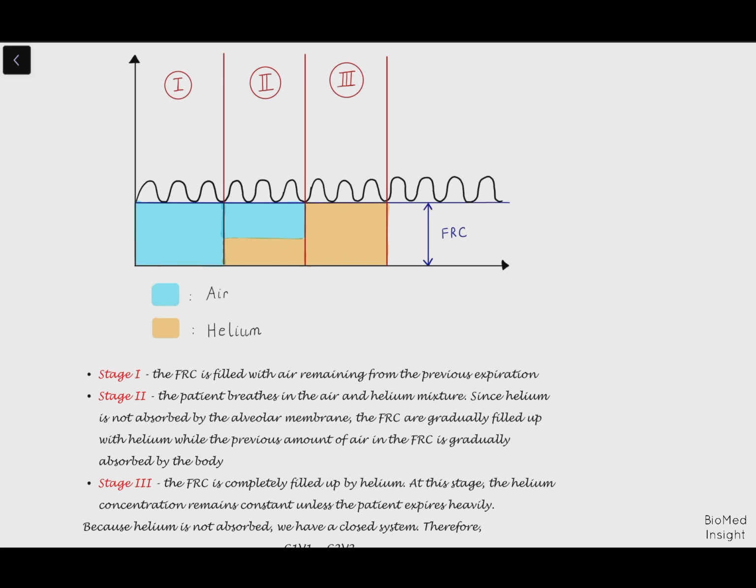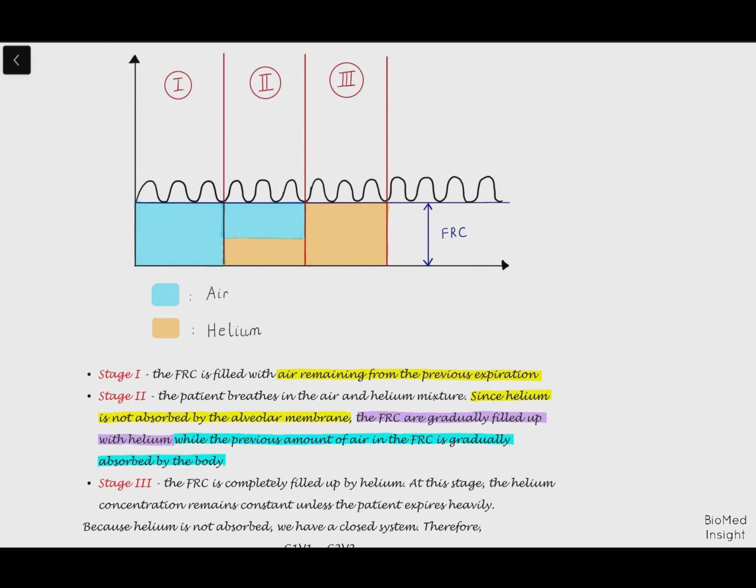Stage 1. The FRC, functional residual capacity, is filled with air remaining after the previous expiration. Stage 2. The patient breathes in the helium and air mixture. Since helium is not absorbed by the alveolar membrane, the FRC is gradually filled up with helium while the previous amount of air in the FRC is gradually absorbed by the body. Stage 3. The FRC is completely filled up by helium. At this stage, the helium concentration remains constant unless the patient expires heavily.